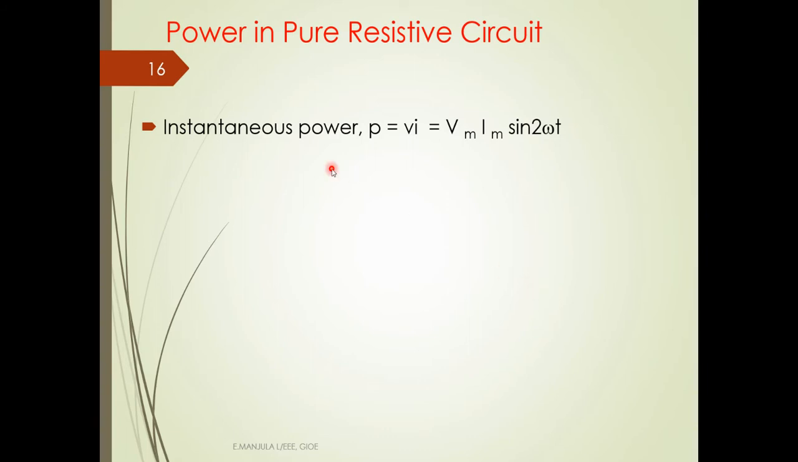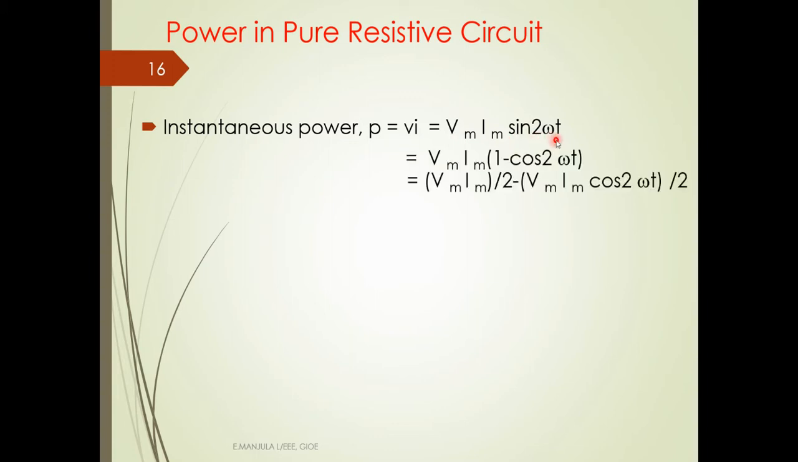So what will be the power in a pure resistive circuit? The instantaneous power p equals v into i, where v and i are both instantaneous values, which equals V maximum I maximum sine squared omega t. That is V maximum I maximum into (1 minus cos 2 omega t) by 2, which equals V maximum I maximum by 2 minus V maximum I maximum cos 2 omega t by 2.